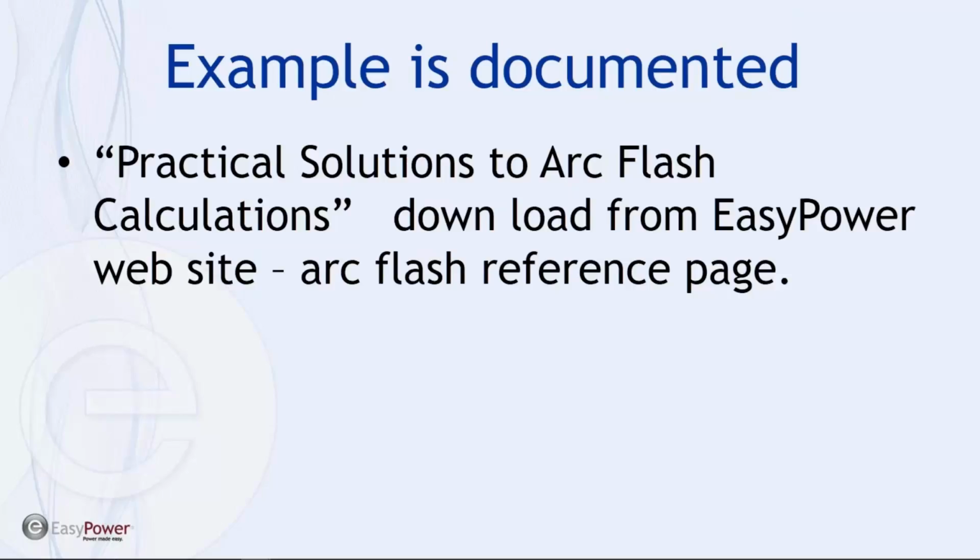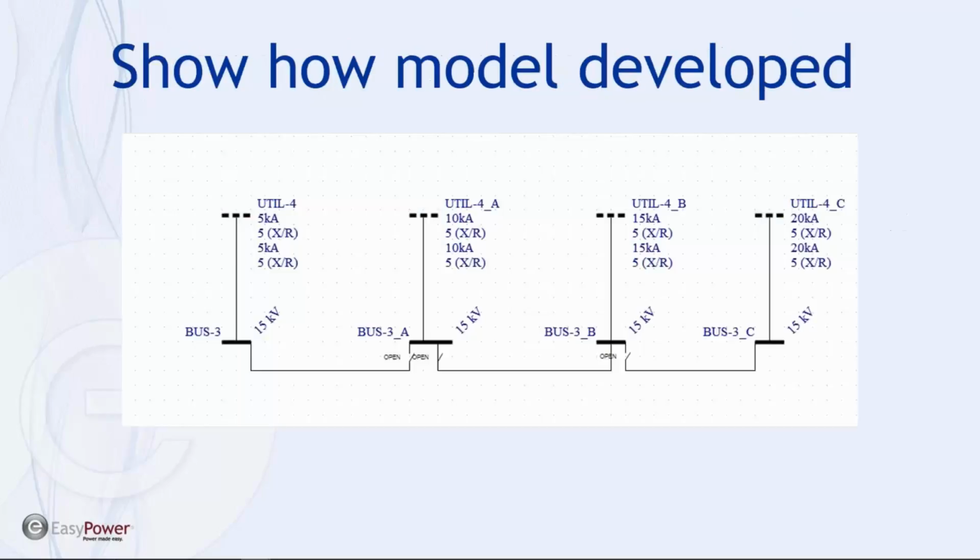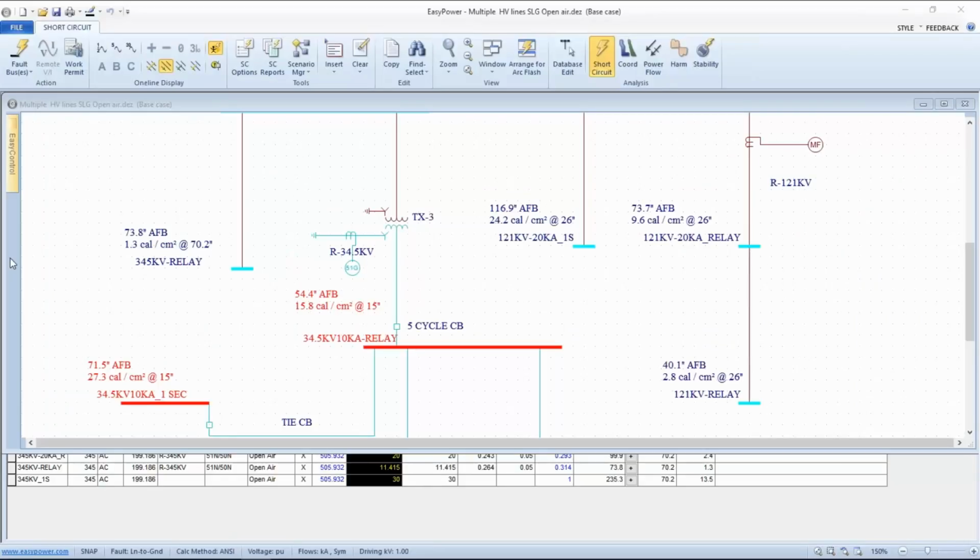from the website or request. It's actually a book, so you want to download it. It can't be emailed. And here's what I'm going to show. I have a series of buses based upon the voltage. So I'm showing here the 15,000 volt bus, and each of these utilities is set up to supply 5,000, 10,000, 15,000, and 20,000 amps. So let me jump into the tool and we'll do this.